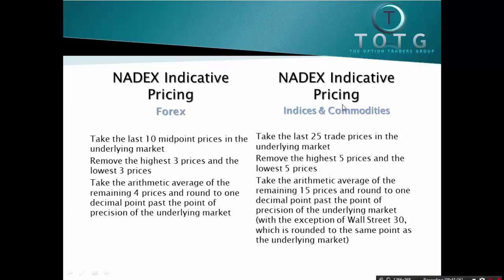And then on the indices and commodities, they take the last 25 trade prices in the underlying market. They remove the highest 5 prices and the lowest 5 prices. They take the arithmetic average of the remaining 15 prices and round to 1 decimal point past the point of precision of the underlying market, with the exception of the Wall Street 30, which is rounded to the same point as the underlying market. So that is how the Nadex indicative is calculated.